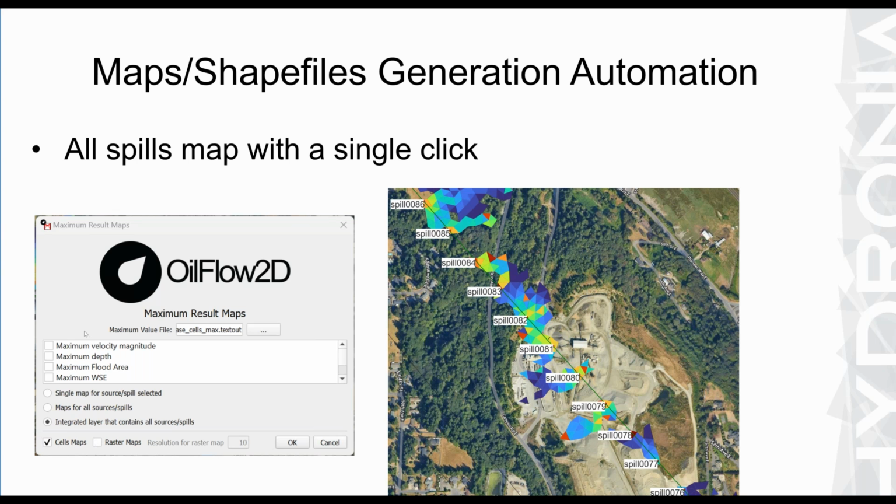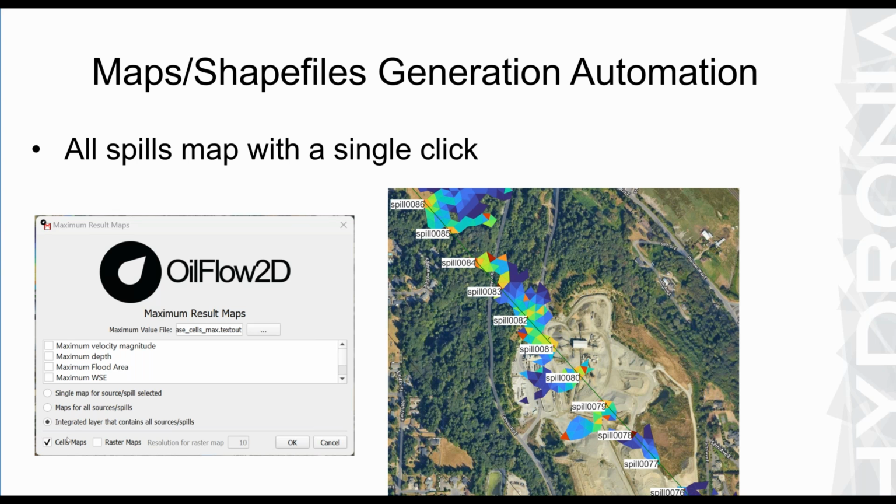Let's say if you select the maximum depth or the maximum flood area, you can select the option for single map with source spill selected. That means that it will just plot the one that was selected, let's say spill 83 or whatever you selected. Or you can select the maps for all of the spills. If you select that, the program will create all of the spills in separate folders, in separate shapefiles. So you have one shapefile and one map for each spill.